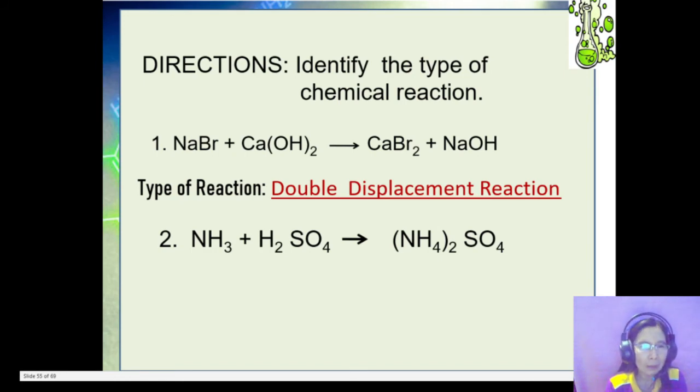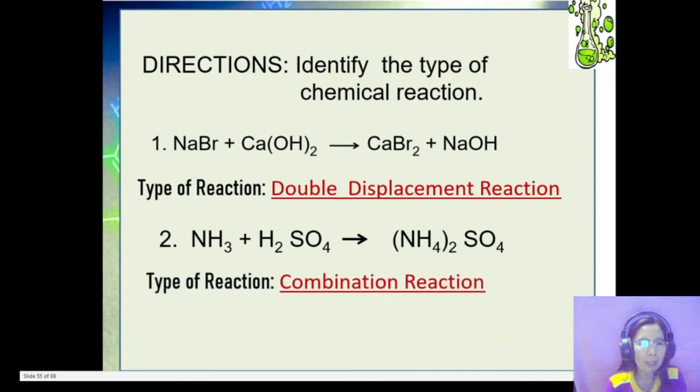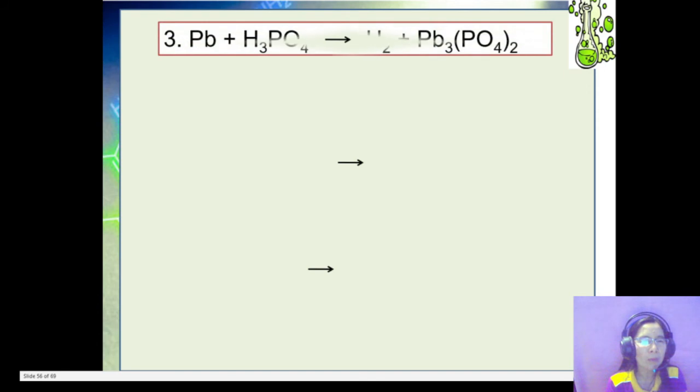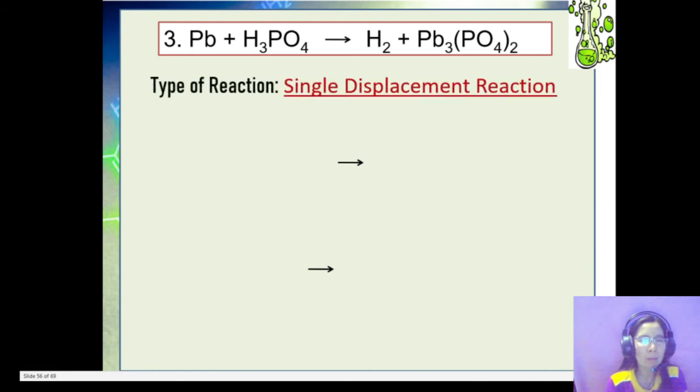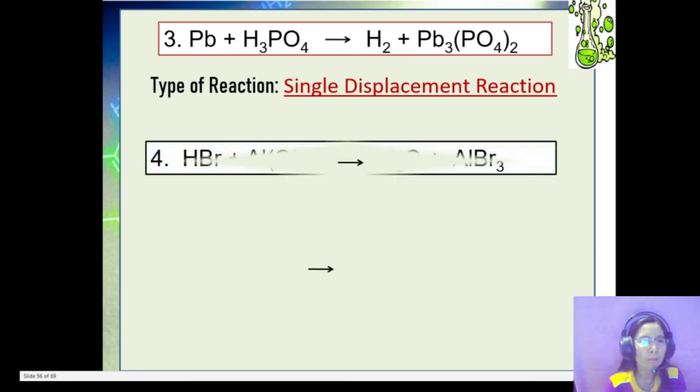2 becomes 1. 1 second for this number. Time is up. The answer is combination reaction. Excellent. And you got again the correct answer for this number 2. Let's move on to number 3. 1 second for this one. Time is up. The answer is single displacement reaction. Correct. Let's move on to number 4.